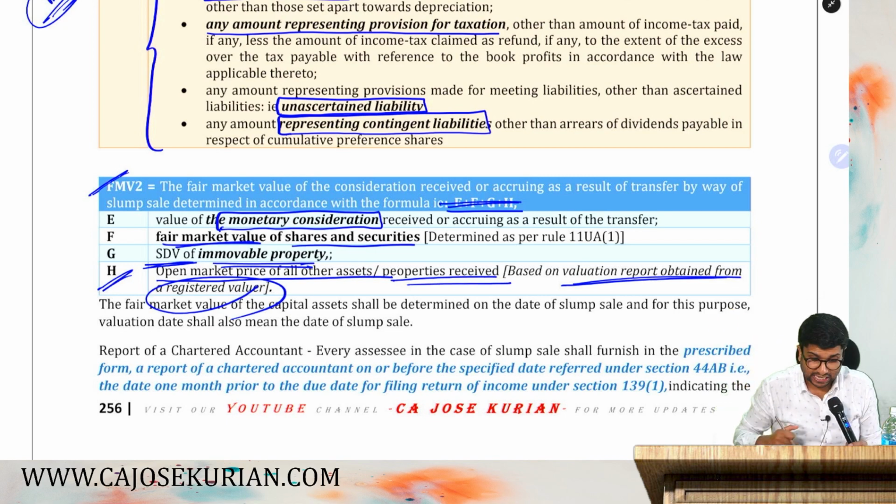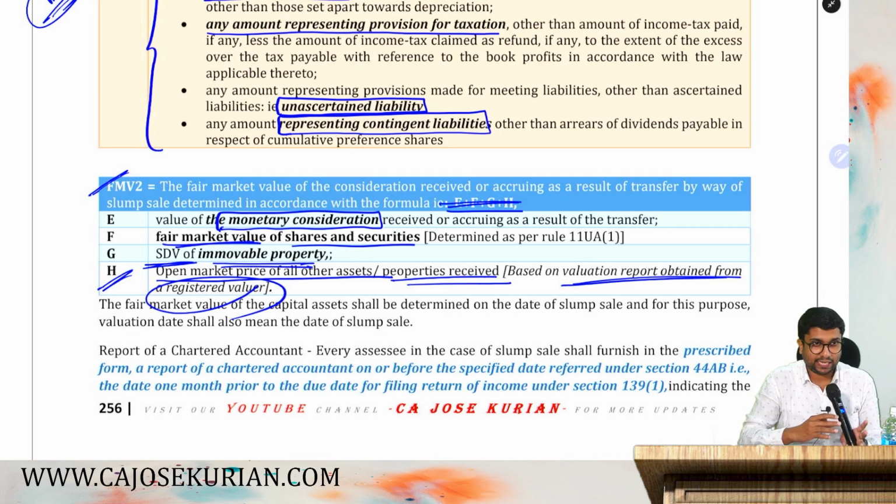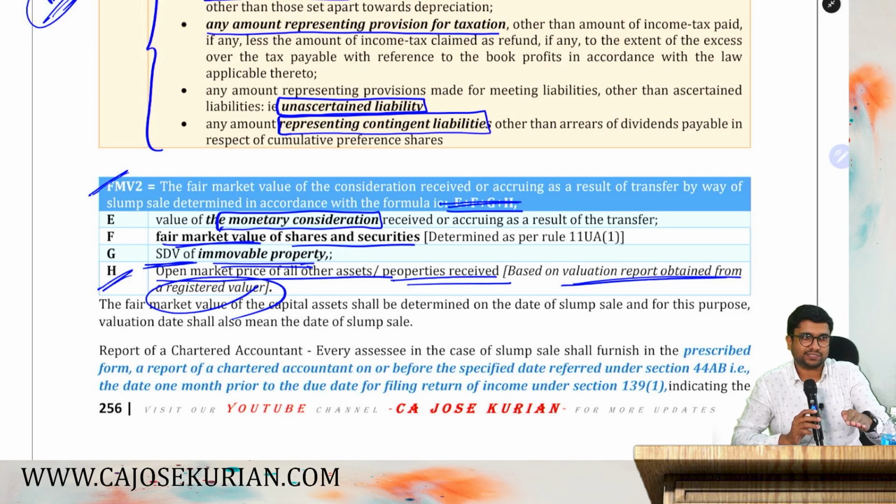Are you all with me? And this valuation rule you have to study, because they have once tested a paragraph based MCQ question from this, which carries, I don't know, maybe 4 or 5 marks. The same question is there as a numerical question, which we will solve as a numerical question.